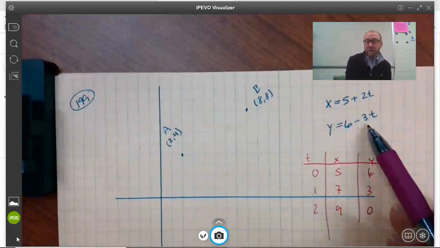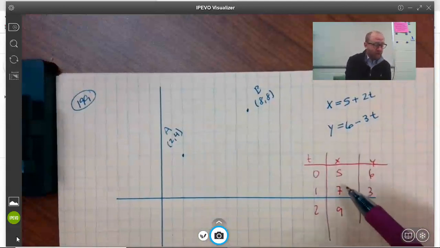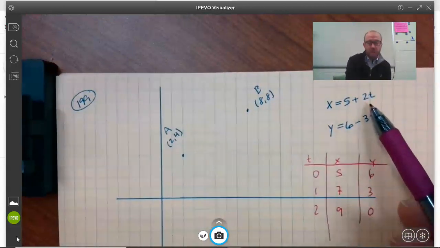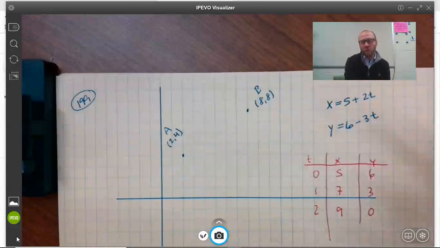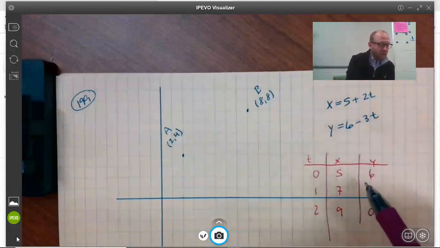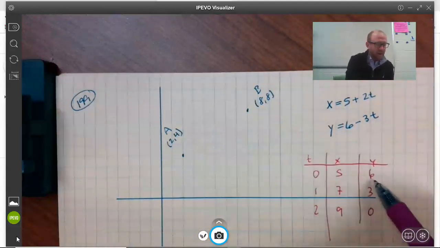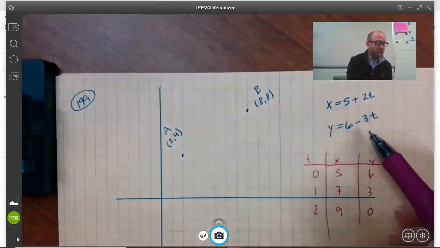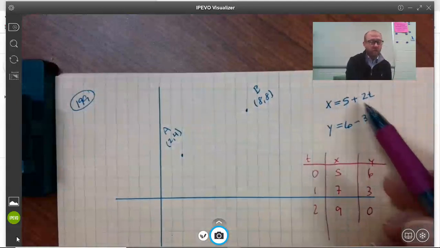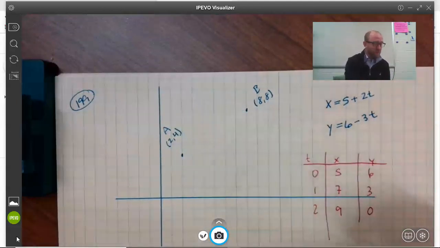I notice that our y values are going down by 3. The negative 3t would tell us that. And our x values are going up by 2. The plus 2t would tell us that. And also our starting point, which isn't really accurate, but we could think of it that way, is 5, 6. We could think of that as more of an initial condition, perhaps. But it basically means that when t is 0, we're at the point 5, 6. So we can plot those points.